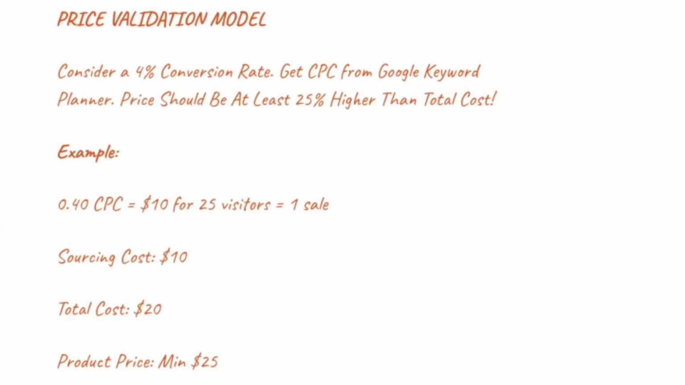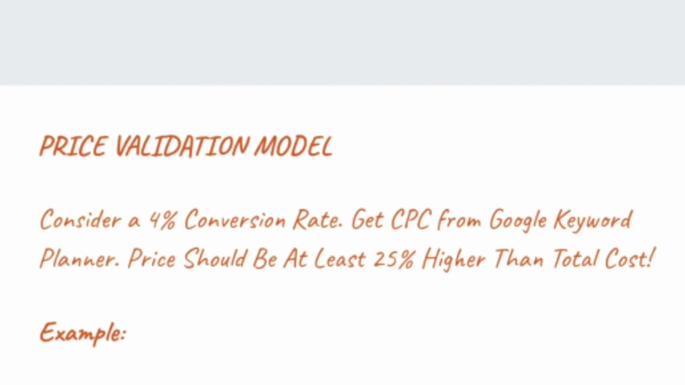Consider a 4% conversion rate. I'm being very generous with this. Some products have 2%, some have 1%, some have 6%. Let's just consider a 4% conversion rate. And what you need to do is get a cost per click from the Google Keyword Planner. If you don't know what the Google Keyword Planner is, just put Google Keyword Planner inside Google, you'll come to that tool. So you put a keyword inside the Google Keyword Planner. It shows you the average cost per click that generally people are paying, and that gives you the CPC, the cost per click. And what the model follows is that your price needs to be 25% higher than the total cost. Now, how do you calculate the total cost?